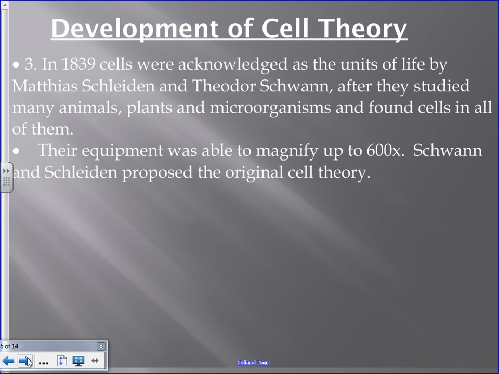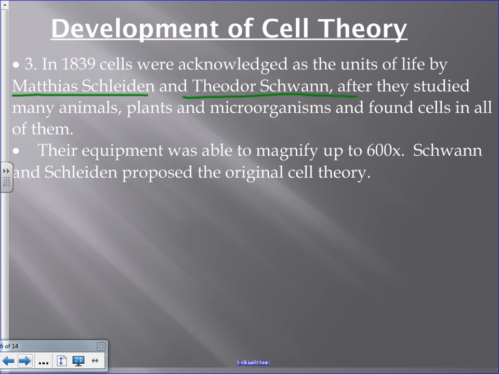In 1839, cells were acknowledged as the units of life by these two guys, Matthias Schleiden and Theodor Schwann, two Swedish scientists. They generated this hypothesis: if cells are the basic unit of life, and organisms from all branches of the tree of life are viewed under a microscope, then it will be found that all organisms contain cells. They worked on this for years. This was like a lifetime project for them.